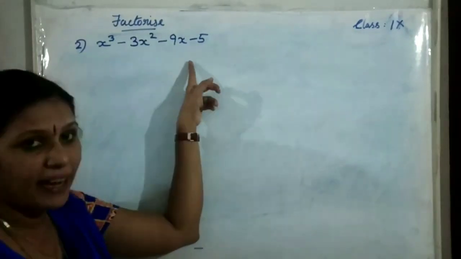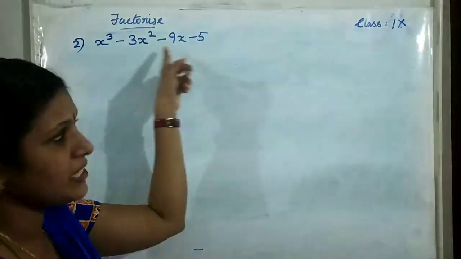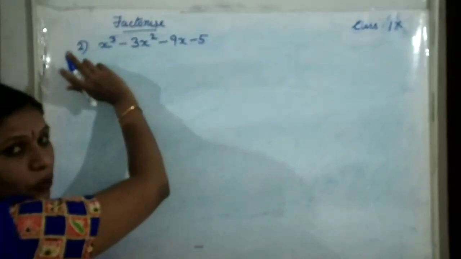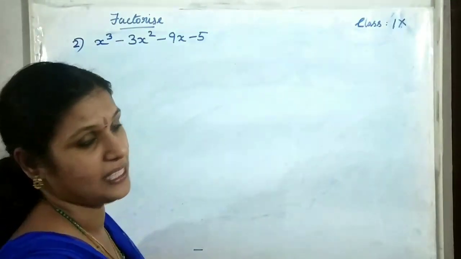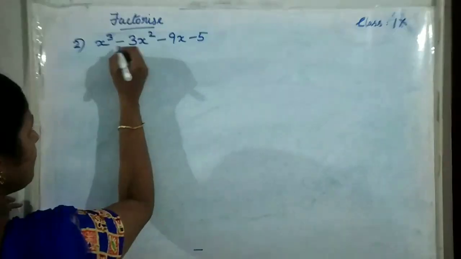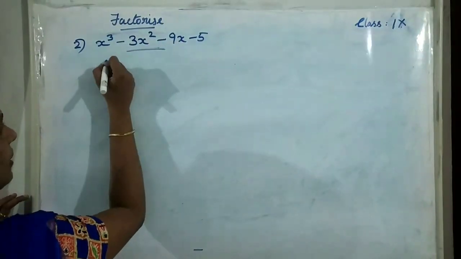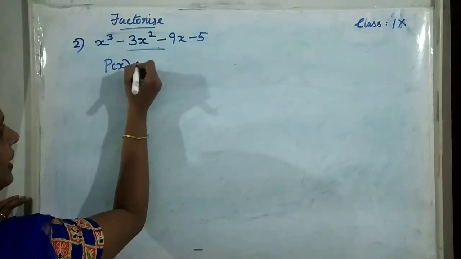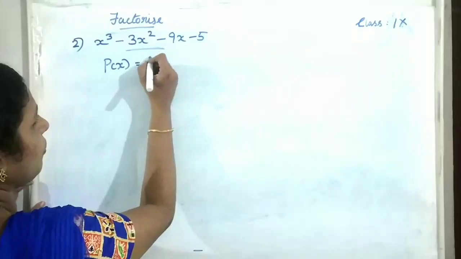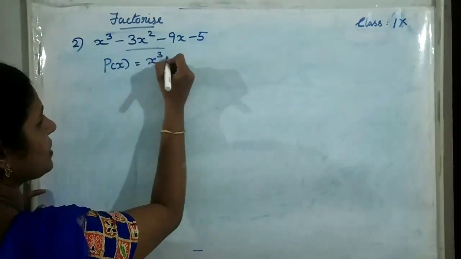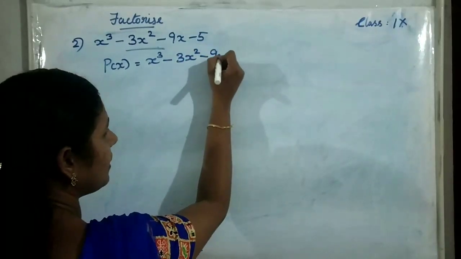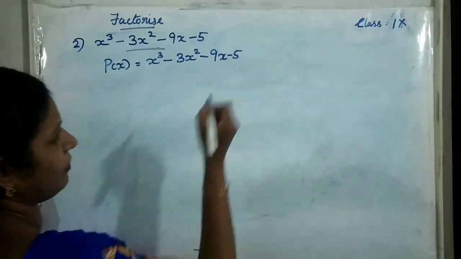We have to find the factors of this polynomial. Its degree is 3, so that's why it has 3 factors. The first factor we find by using the factor theorem. First we write the polynomial as p of x. Here the polynomial is in x, so I write p of x. P of x is x cube minus 3x square minus 9x minus 5.